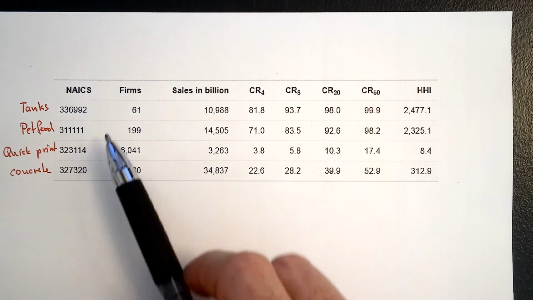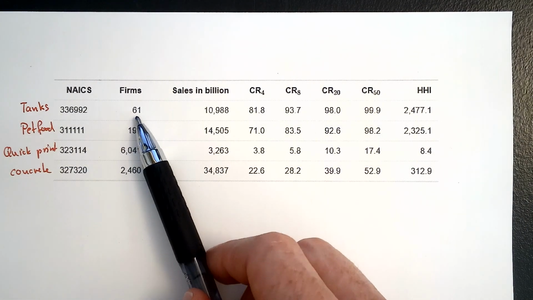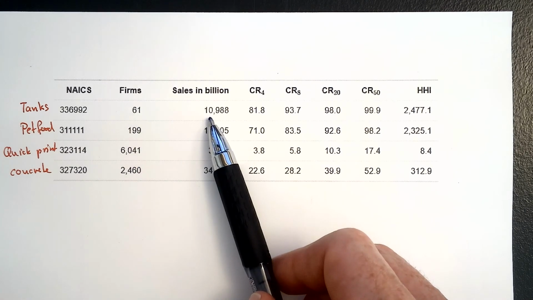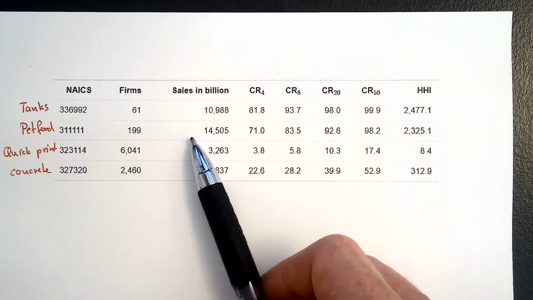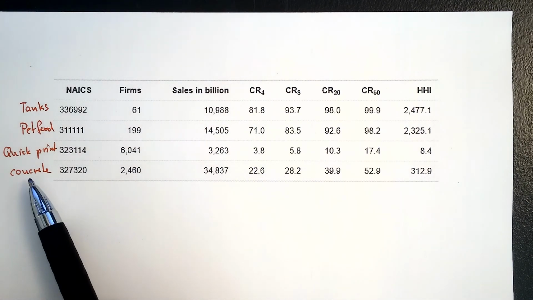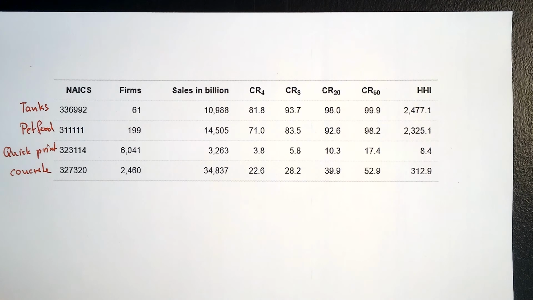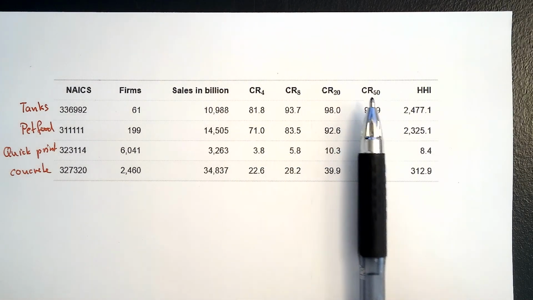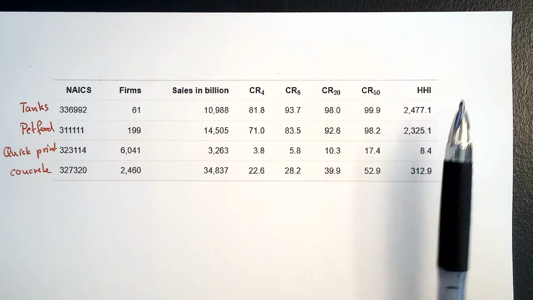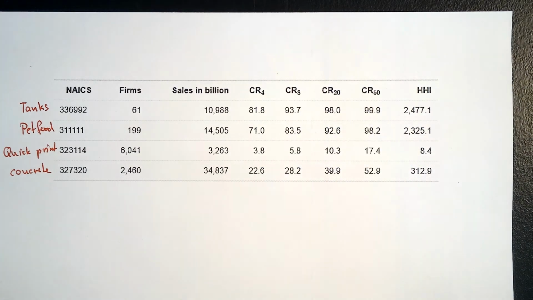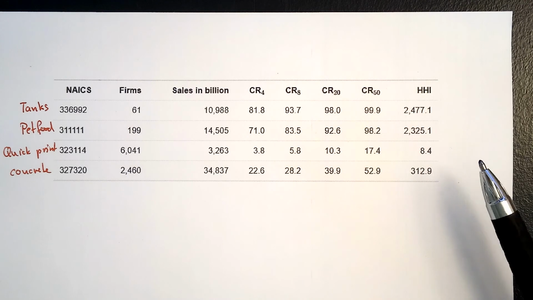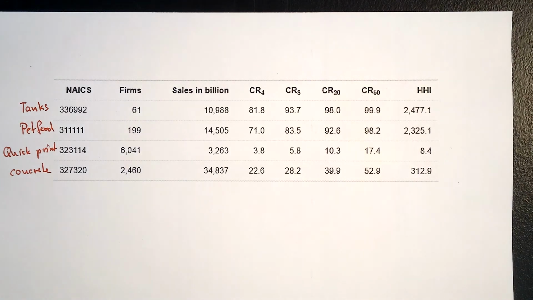You can see that in the first category, we have a total of 61 firms, with sales of close to $11 billion. You see that you have a lot of ready-mix concrete manufacturing firms, almost 2,460 in the United States. Now, what we are going to do next is see what those measures on the right-hand side mean. The first four columns are what is called the concentration ratio, and the last column shows the Herfindahl-Hirschman Index, or HHI. Let us first look at the concentration ratio.